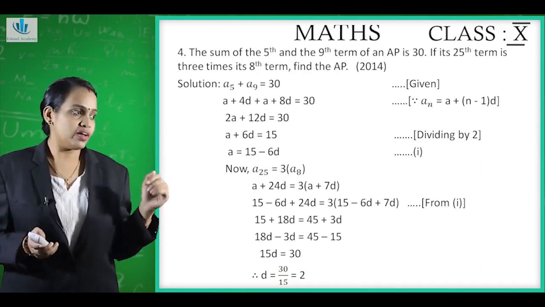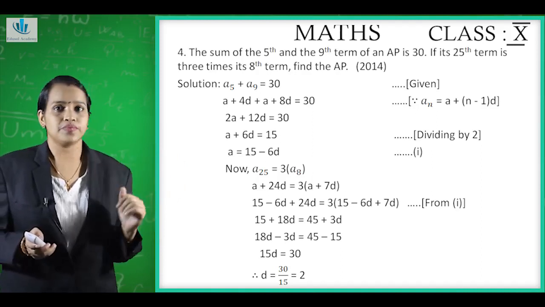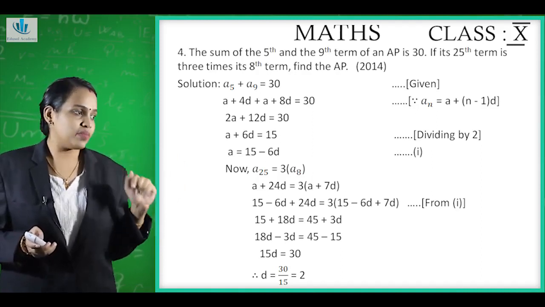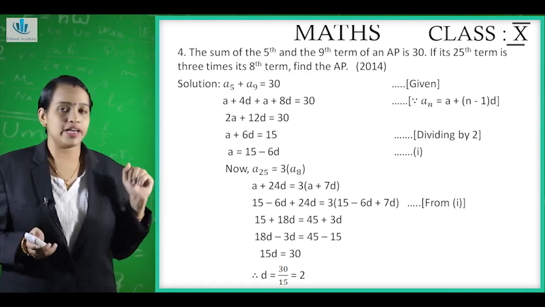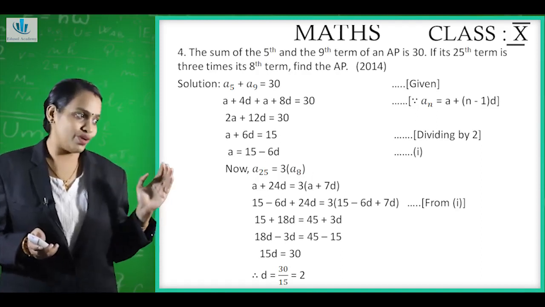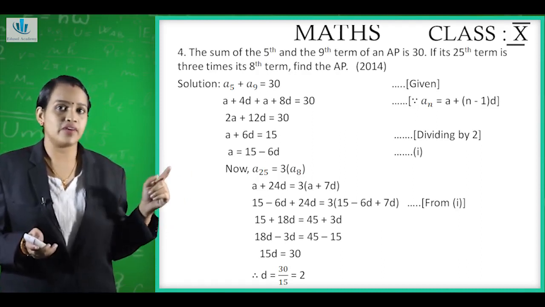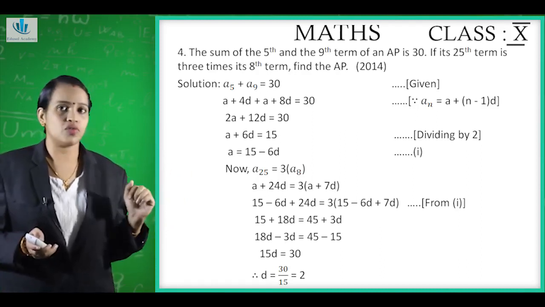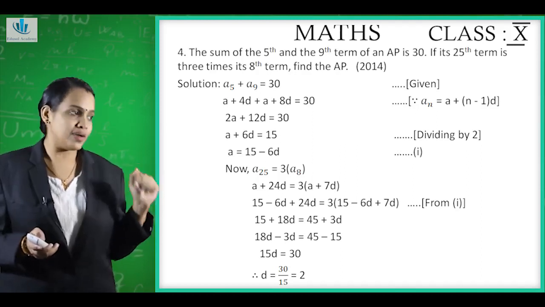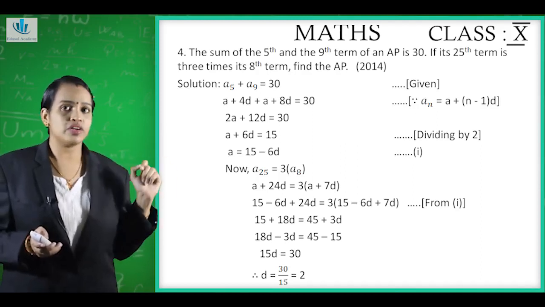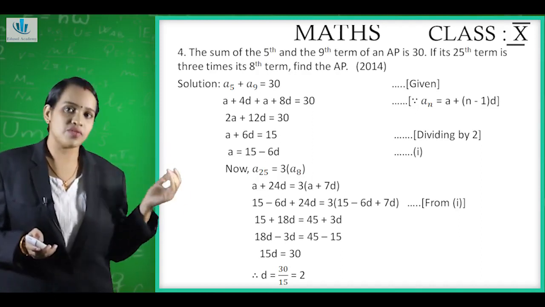You know the formula, An is equal to A plus (n minus 1) into D. Now adding, it becomes 2A plus 4D plus 8D, which is 12D, which is equal to 30. Now we will divide this entire equation by 2. So what remains is 2A upon 2, which is A, plus 12D upon 2, which gives 6D, which is equal to 30 upon 2, which gives 15.